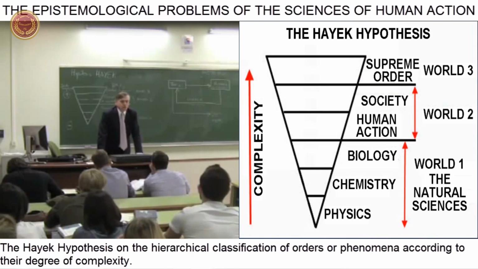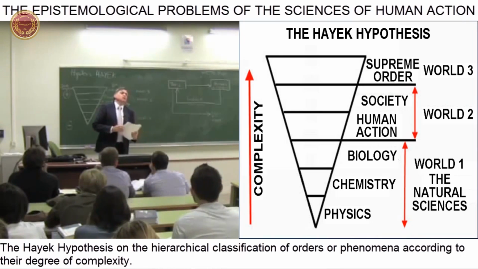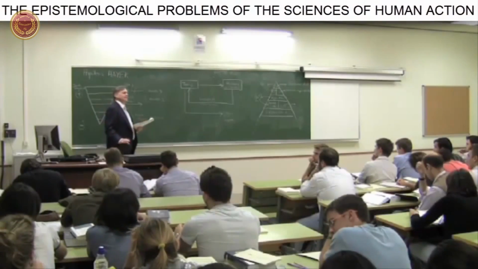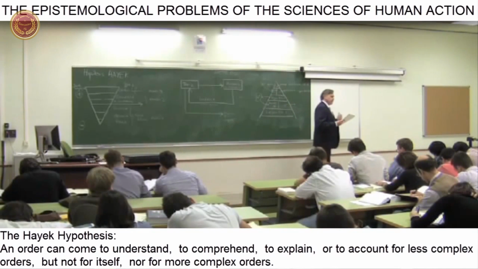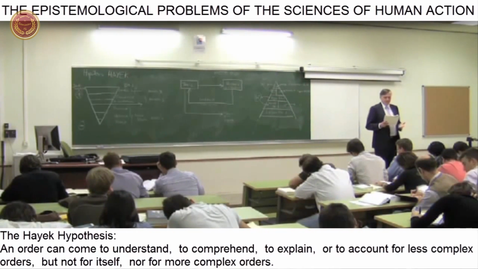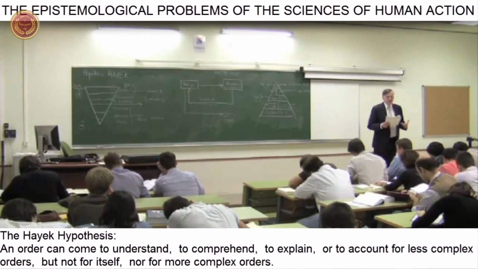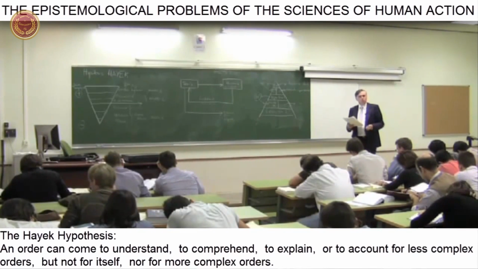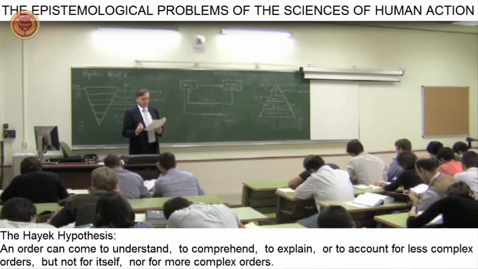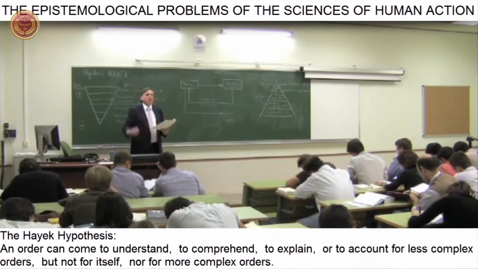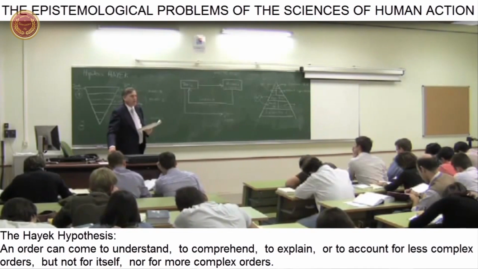At this point, now that we have introduced our diagram, we are ready to consider the hypothesis Hayek proposes in his book, The Sensory Order. Hayek says the following. Take note. He says that an order can come to understand, to comprehend, to explain, to account for, if you will, orders that are simpler or less complex than itself. But it can never explain nor account for itself. Nor can it explain or account for orders more complex than itself.